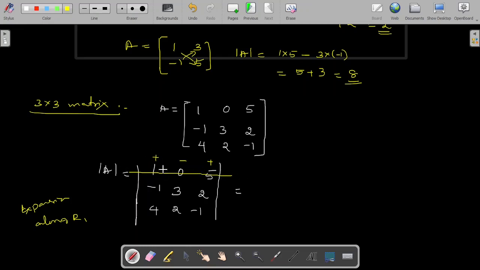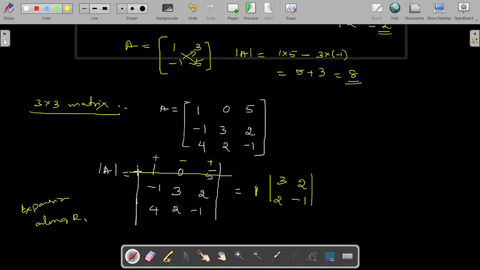Now go to the first element. This is in the first column. What is the element? Right, 1. What is its sign? Plus. Then it is in the first column. Delete that column. If you delete the column, then what you will get? You will get a 2 by 2 determinant. So you have to write that 2 by 2 determinant. I'll write here 3 2, 2 minus 1.